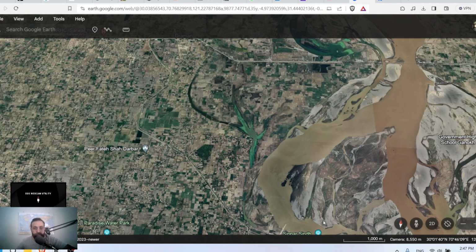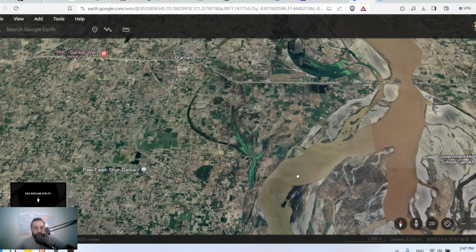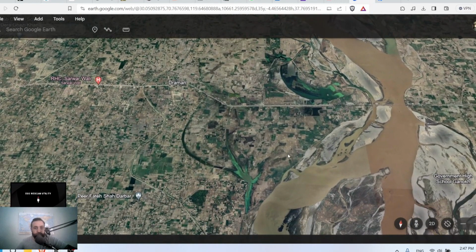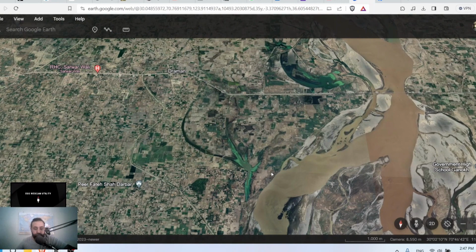We want to do it one by one with all these floodplains. We want to convert all the floodplains into the riparian buffer zones, the shelter for wildlife and migratory birds. And this way, we want to restore all the riparian forests of the Indus River.